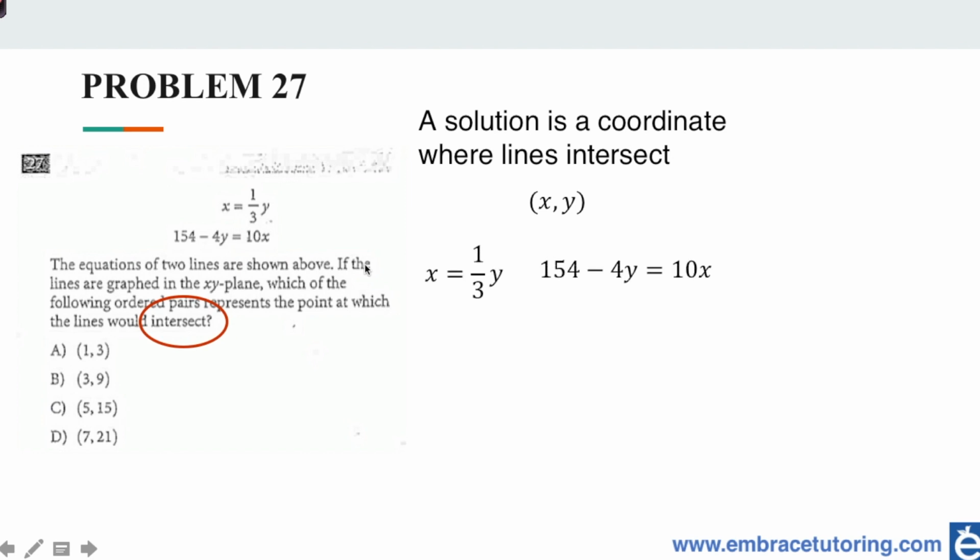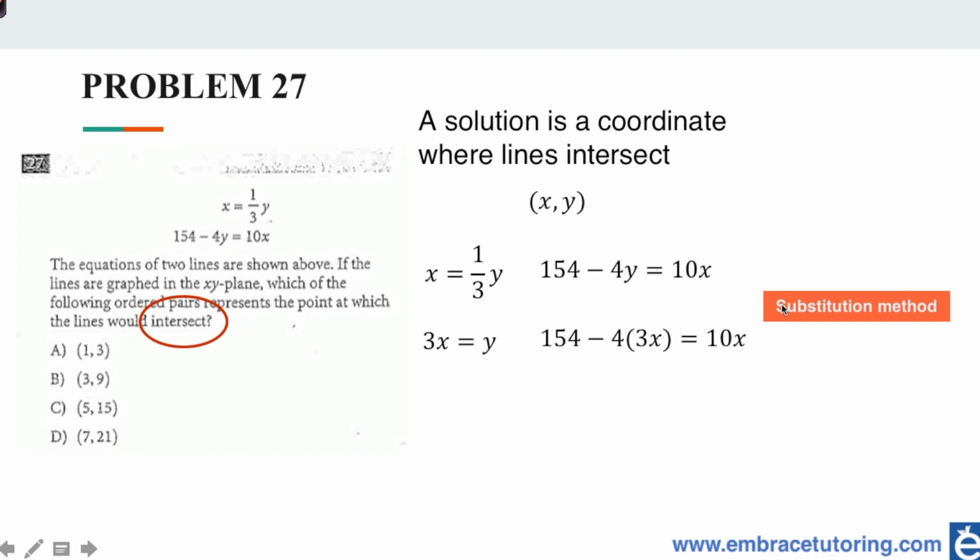Given the type of equations that I have, x equals 1/3 y and 154 minus 4y equals 10x, I generally either want to do the substitution or elimination method. Because of the fact that I already have an x set up here, I'm probably going to first solve for y, so that way I can plug this in using a substitution method. So I'm going to do 3x equals y. I'm now going to plug that y in here, for my -4, following the substitution method.